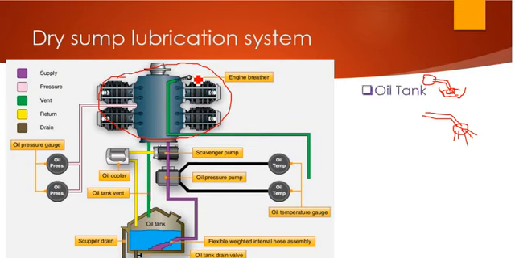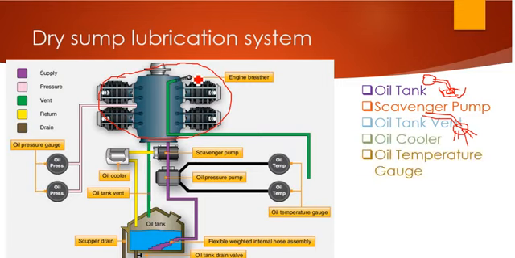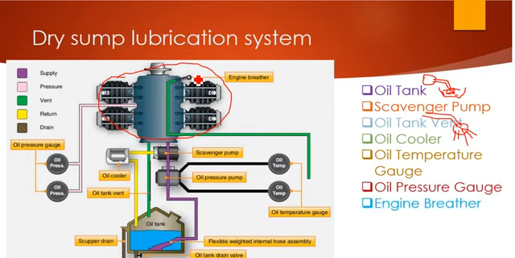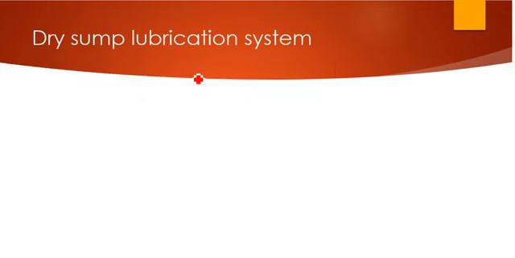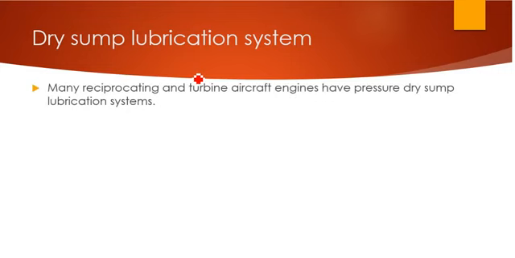Now we will see what all the parts in the dry sump lubrication system are. We will have an oil tank, a scavenger pump, an oil tank vent, an oil cooler, an oil temperature gauge, an oil pressure gauge, and also the engine breather. These are the parts in the lubrication system.